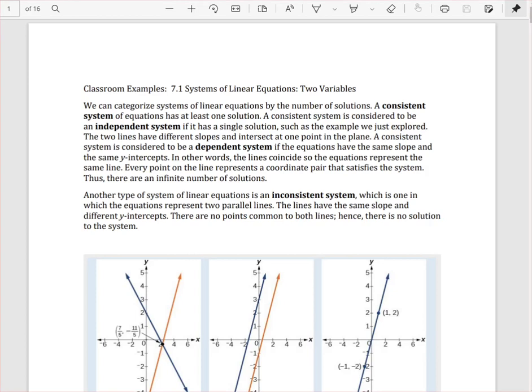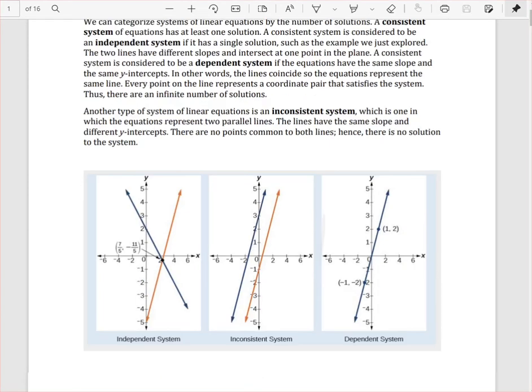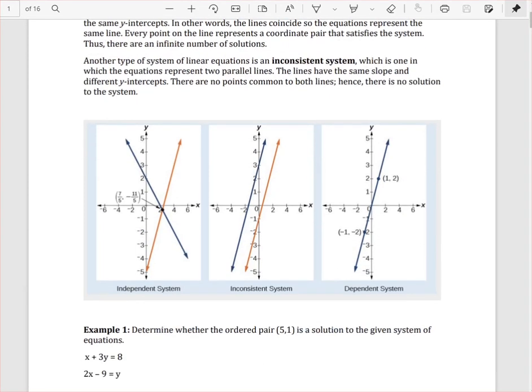Section 7.1 is on linear systems of equations. There are three possible answers you can have when you're dealing with a system. An independent system will have one solution, and this is the one that we'll see the most of, where the intersection of the two lines is your answer. An inconsistent system is where you have no answers; the lines don't intersect at all, so there's no solution.